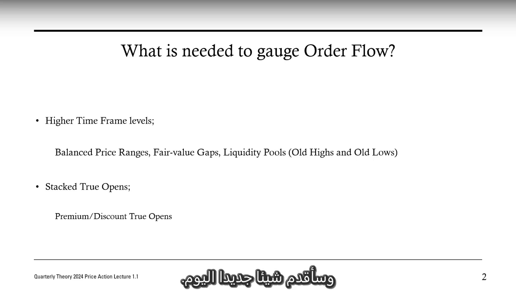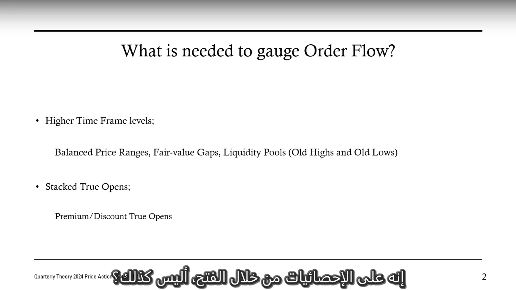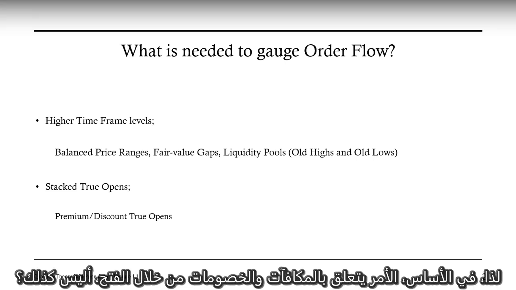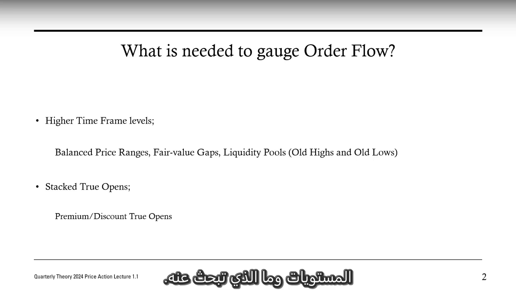And I'll be introducing something new today. I think some of you have been getting close to it. It's stat through opens, right? So basically it's premium and discount through opens, right? And now I'll give you guys a visual depiction of the higher time frame levels and what to look for.